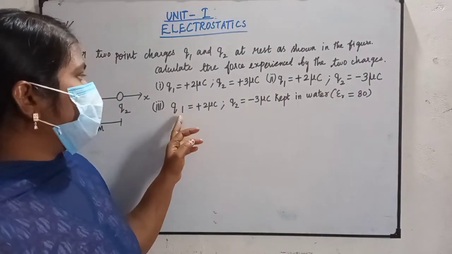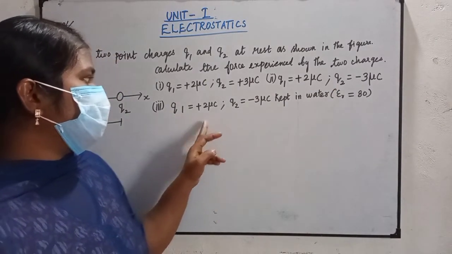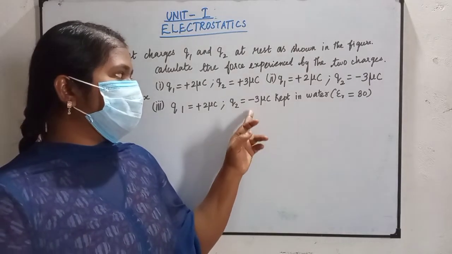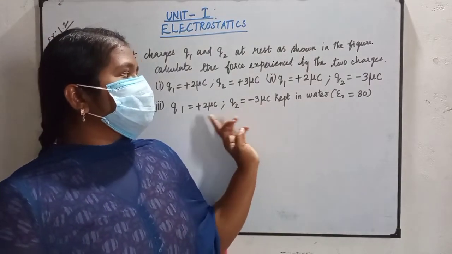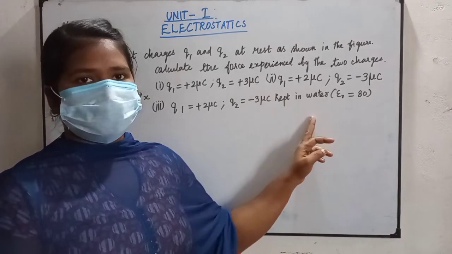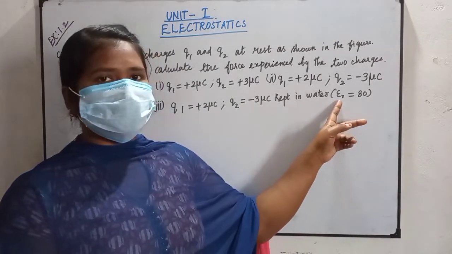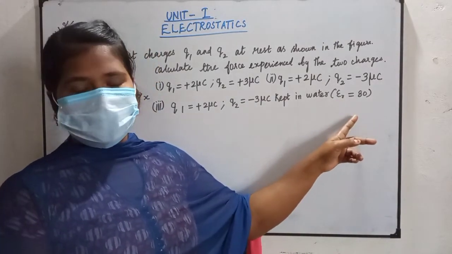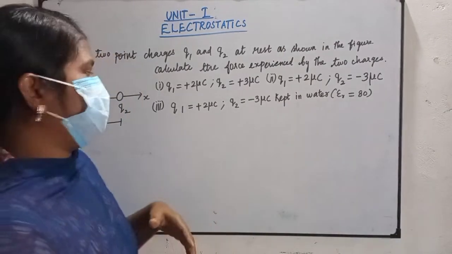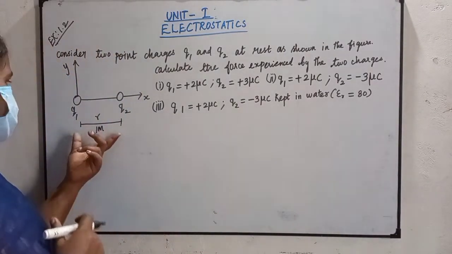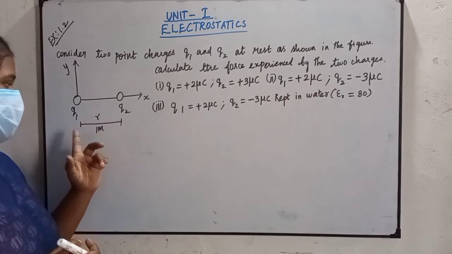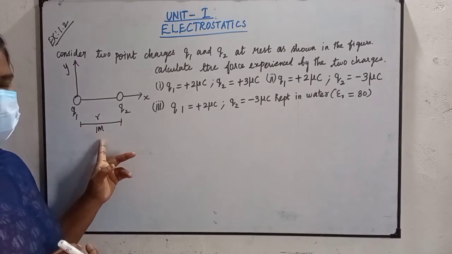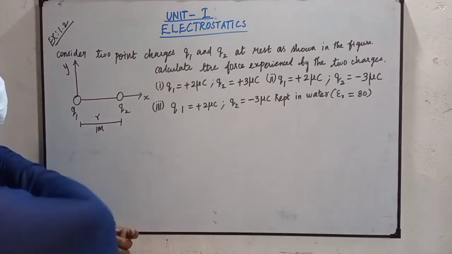In the third case, they give the value Q1 is plus 2 microcoulomb, Q2 is minus 3 microcoulomb. Both charges are kept in water. They gave the value of relative permittivity is equal to 80. In between, the distance of these two charges is 1 meter. So now we solve the problem.